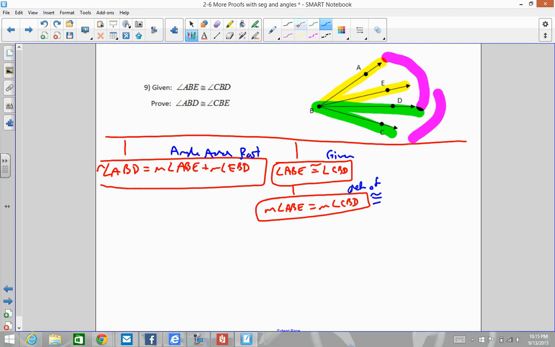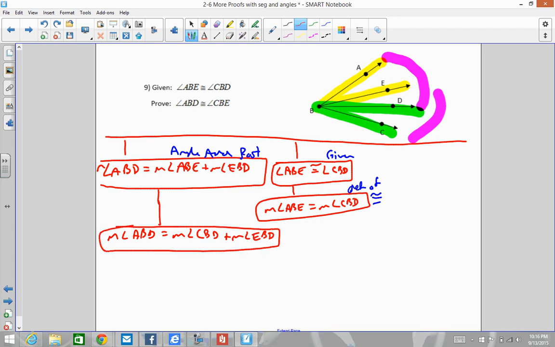All right, now I can take out the ABE and replace it with CBD because I want to get the two angles to be the same so I can make them equal to each other. So I'm going to connect the measure of angle ABD is equal to the measure of angle CBD plus the measure of angle EBD. And again, this is an if, and then, two things connecting. So that makes this a substitution. There's no order right here for transitive. So substitution property.